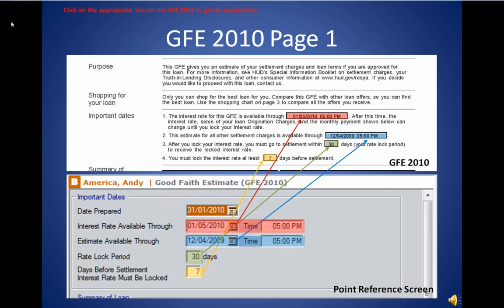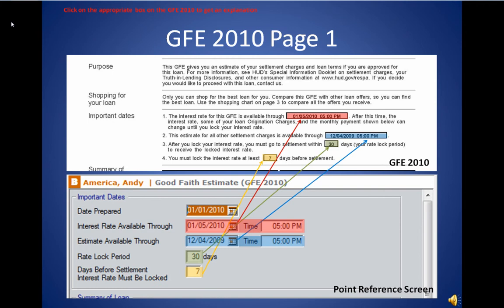Number 2 is when the settlement charges are good through. Again, if it's a purchase, you should put when the contract ends, or if you've locked the loan, it would again fall on the time and date of when your lock expires.